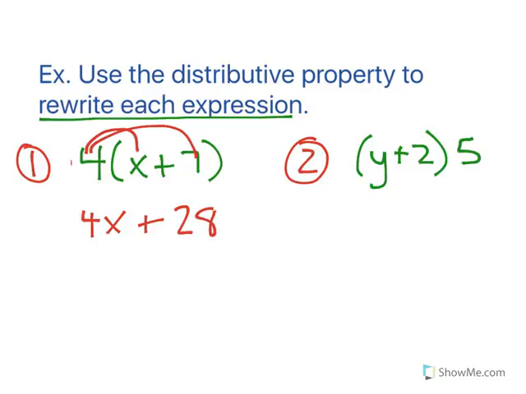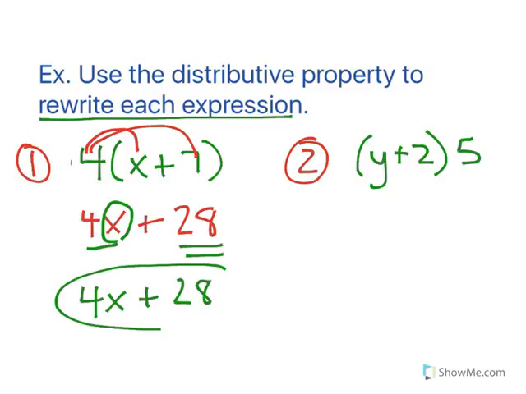And if you notice here, we have this part of the expression and this part of the expression. This part of the expression has an x. This part of the expression does not have an x. And because of that, they don't look the same. So what we need to do is leave the expression as 4x plus 28. That's the final answer. Again, if they both had an x attached, we could add them together, but because they don't, we have to leave them separate.